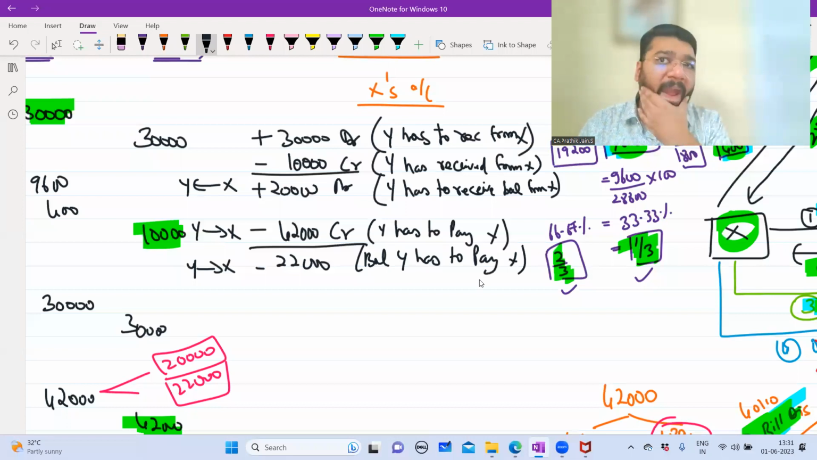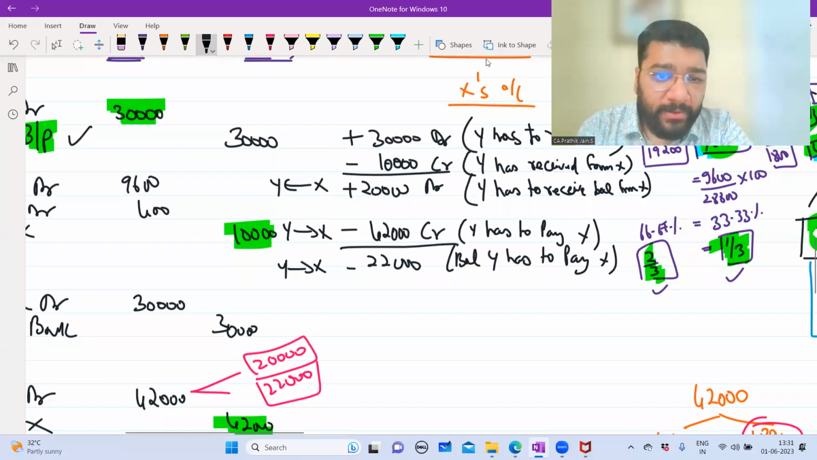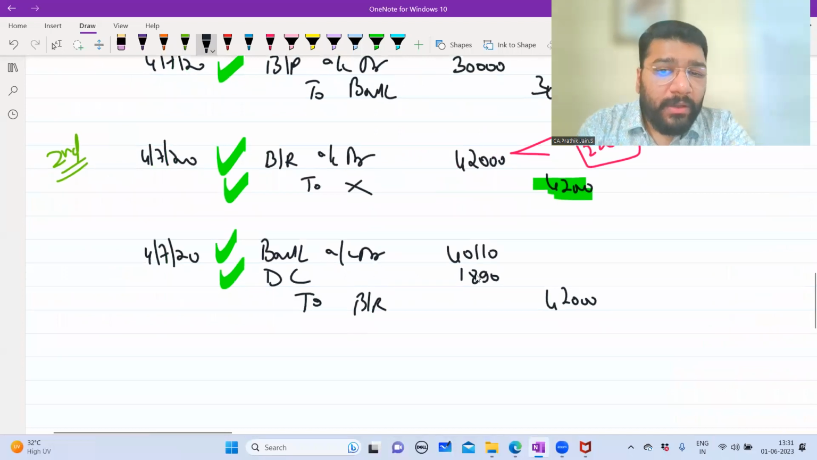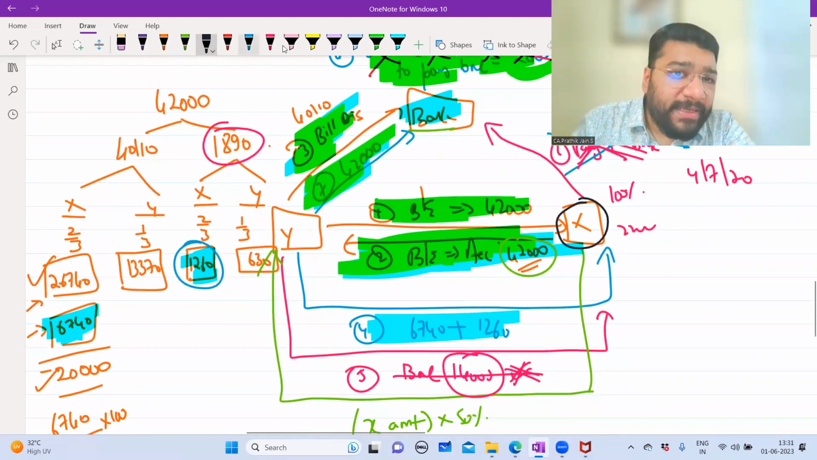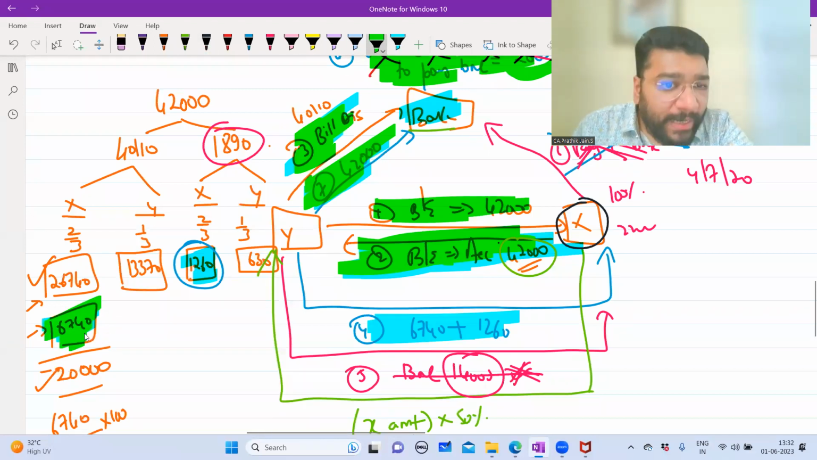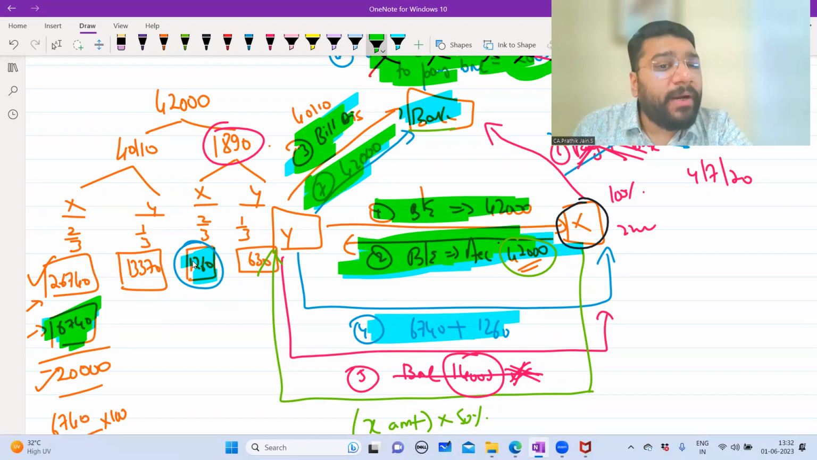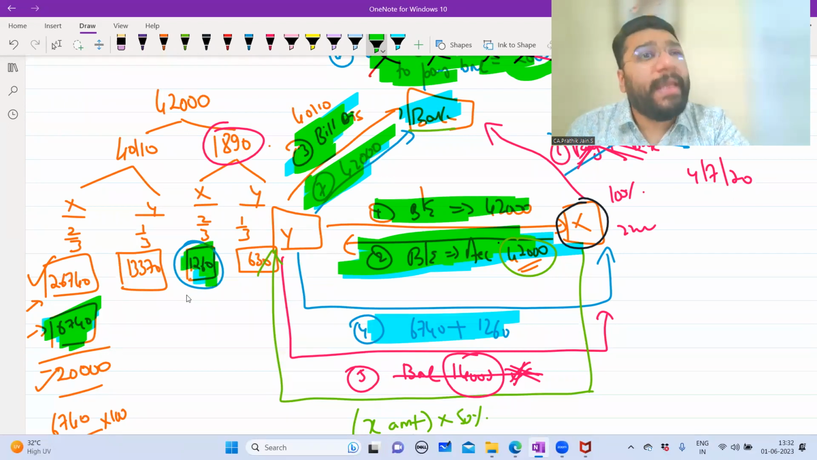Any problem? Any problem here? Online people, any problem here? No, sir. Okay, now once the bill is discounted, guys, the second bill is discounted. What is Y doing? Can I say Y is paying 6,740 to X? And to that extent, he has to shift the burden of discounting charges also on X.